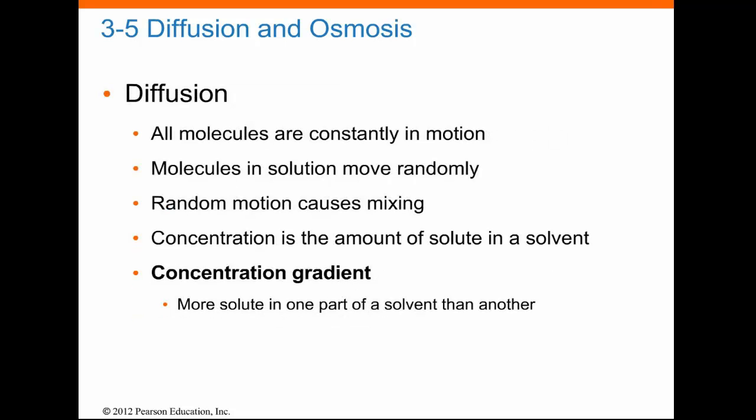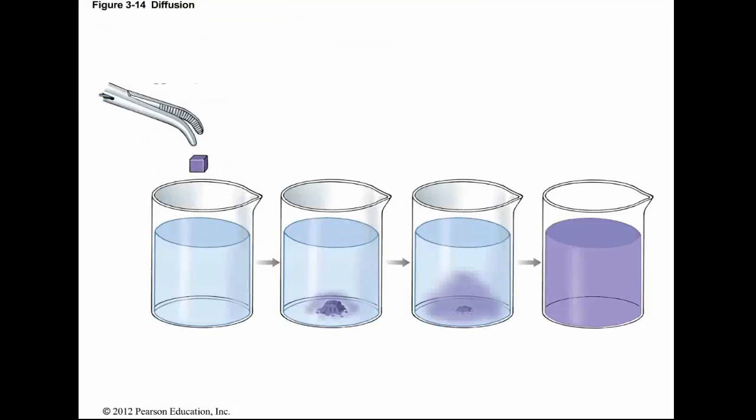So let's look more closely at diffusion. All molecules are constantly in motion, and molecules in solution move randomly. They bounce around against each other, and that random motion causes mixing. The concentration is the amount of solute, so the amount that I put into the solvent, which is the solution. And the result is what is called a concentration gradient, so if we have more solute in one part of the solvent than another. That all sounds very confusing. Let's look at a diagram.